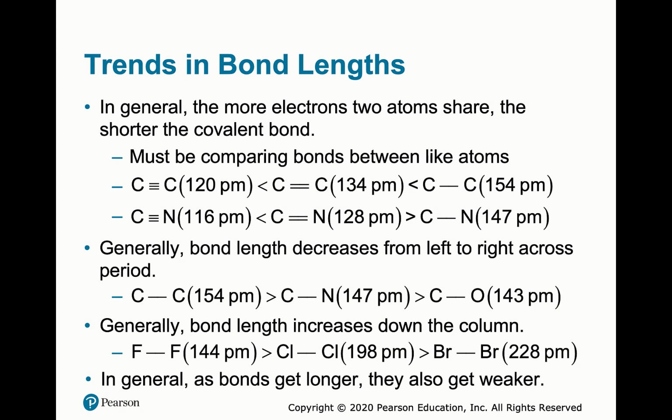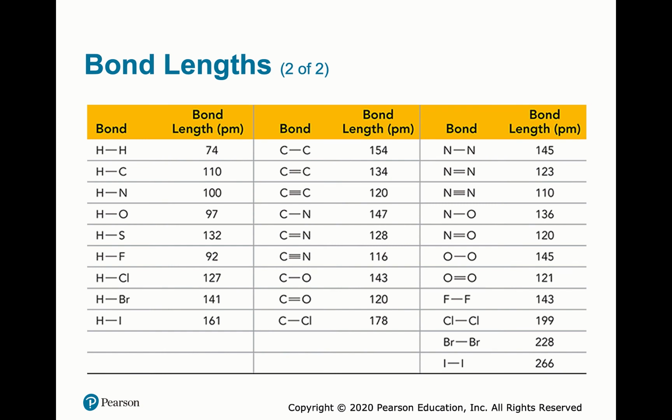So those are the general trends in bond lengths. Generally speaking, the bond length decreases from left to right, but it increases going down. Also, as the bonds get longer, they also get weaker. So you can see there are lots of generalities here because there are exceptions. And what would chemistry class be without exceptions to rules? So here are the bond lengths for the various elements and compounds.